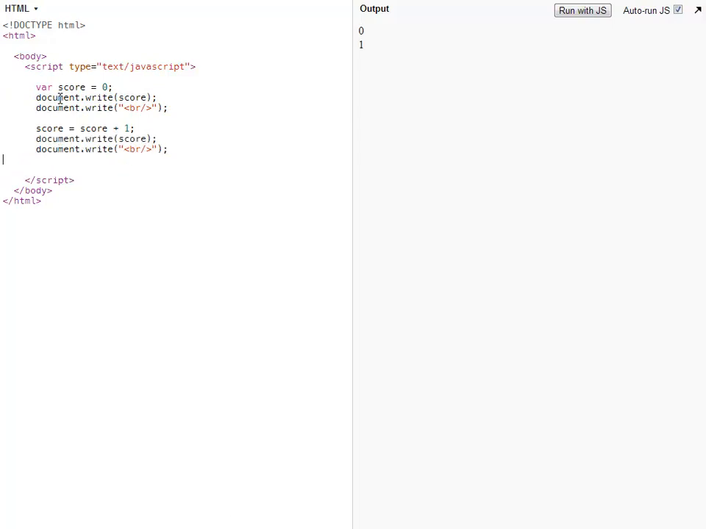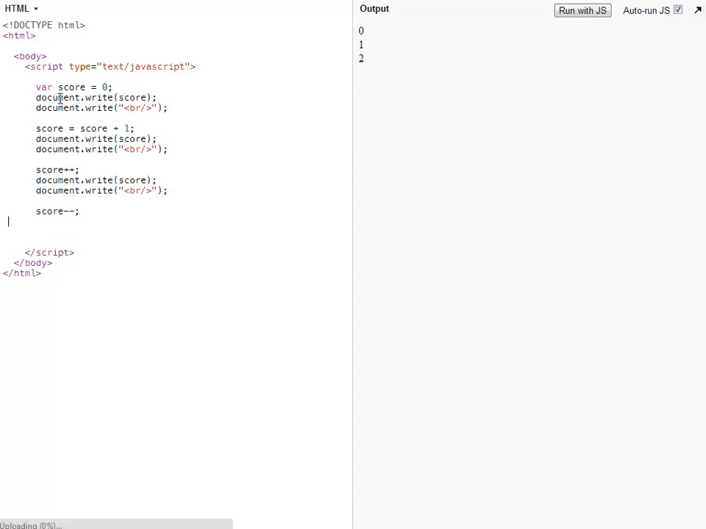Okay, so we're writing the score on the screen, so we've added 1 and we get 1 on the screen now. Now we can do the same thing using the increment operator, so that's the increment operator there. And then we put that on the screen, and so we get 2. And then we can do a decrement operator. This is the same as saying score is score minus 1.